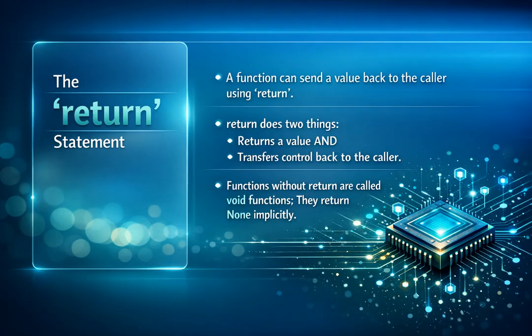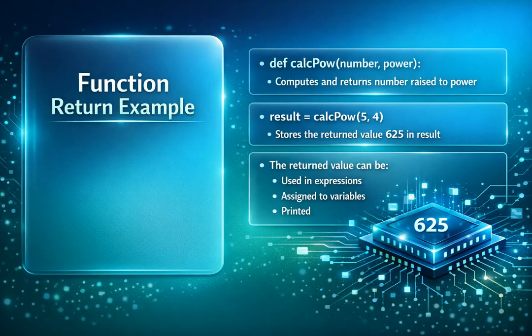It sends a value back to the caller, and it immediately transfers control back to the calling code. Functions without a return statement are called void functions and implicitly return the special value None. Consider the function calcpow that accepts a base and an exponent, computes the result, and returns it. The calling code stores the return value in a variable: answer equals calcpow(5, 4). The return value is now stored in answer and can be used freely.